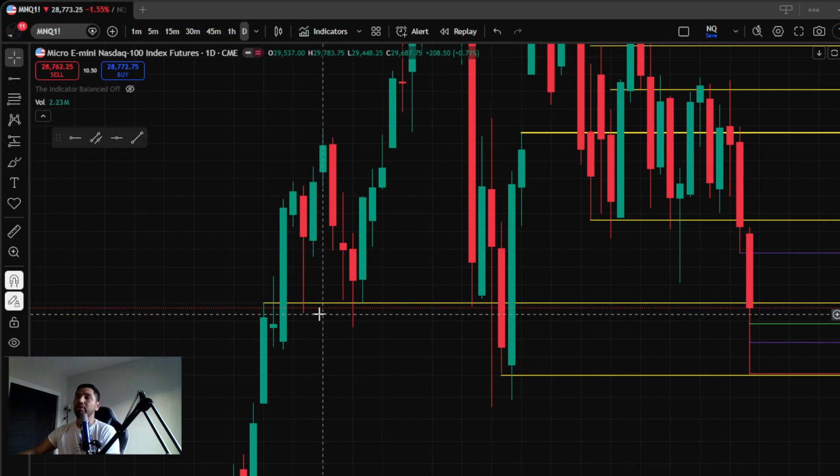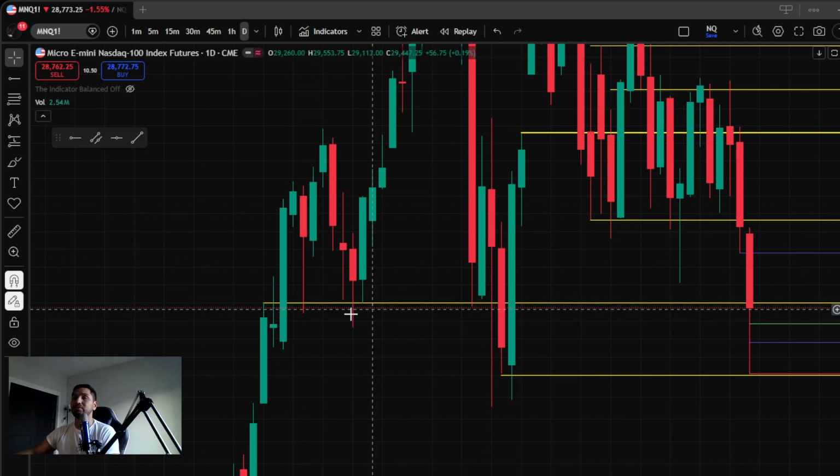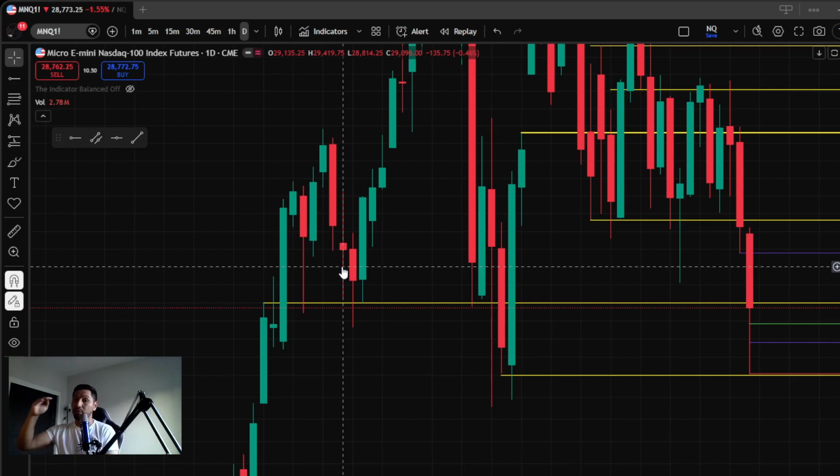We broke below, right? So the low of that candle was 28,741, so a 60-point break from 28,800, but we still closed above, so that level is still relevant. We made higher highs here, came down. This candle right here, low of that candle, 28,814. So 14 points away from support, which would have been a really good buy opportunity.